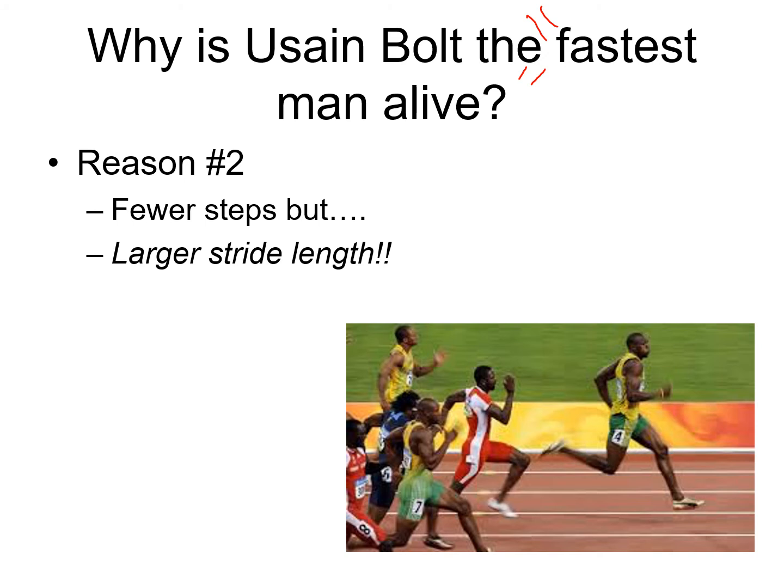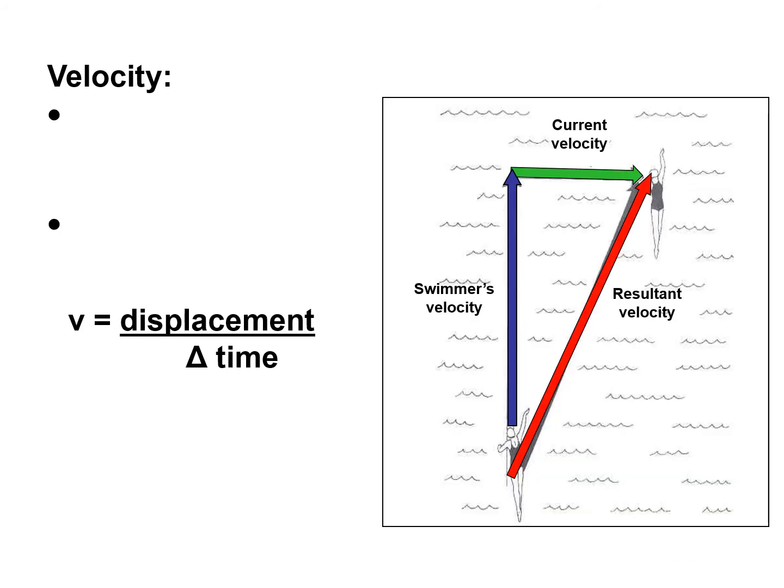Once again, that video is really cool. But let's say, why is Usain Bolt the fastest man alive? Well, he uses fewer steps, but he uses a larger stride length. So while all these other people are really chugging and increasing their stride frequency, he's increasing his stride length. This leads us to a small discussion on velocity.